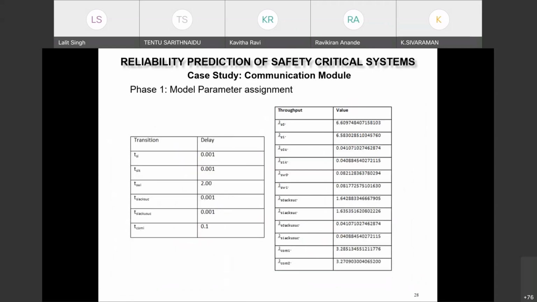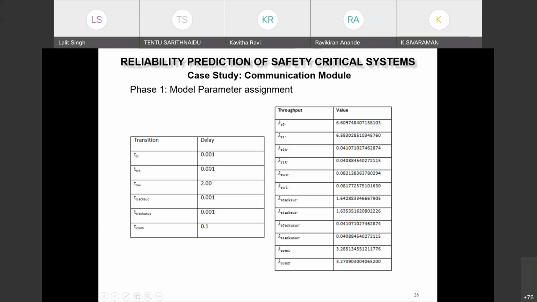And after modeling, we have to assign the model parameters, in which we assign the transition delay, the delay period of the transition. It can be derived from various sources and knowledge, including artificial intelligence, from similar kinds of projects. For example, we can use the Bayesian update mechanism to understand the prior transition delays from similar projects and the new observation data, and we can keep on updating. And this is the transition delay.